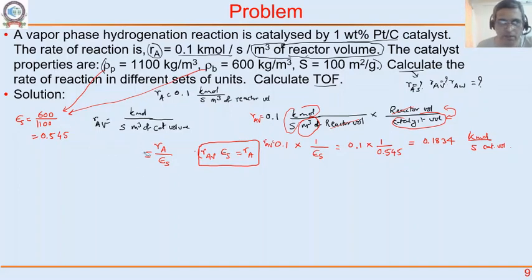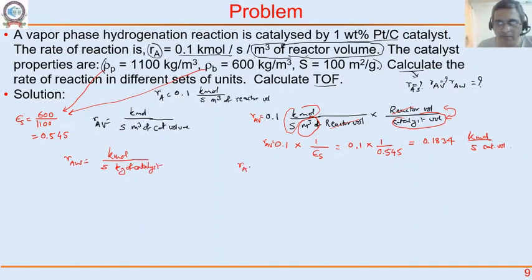Okay, now how do I go forward? RAV, suppose I want RAW. What is RAW? Kilomoles per second per kg of catalyst, isn't it? RAV, this is 0.1 kilomole per second per meter cube of catalyst volume. Oops, I should say meter cube.